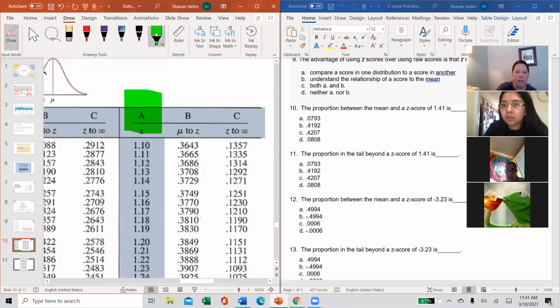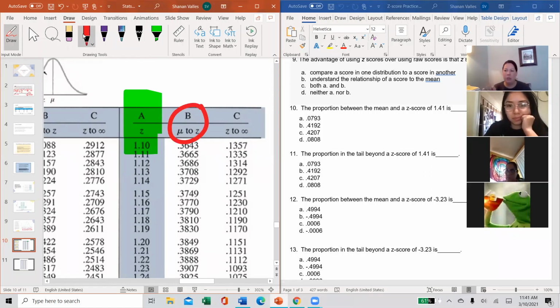So remember, this column is our z-score, whatever z-score we're looking up. B column is just like it says right here, the mean to the z. It's the proportion between the mean and the z. And then C column is our z to infinity.